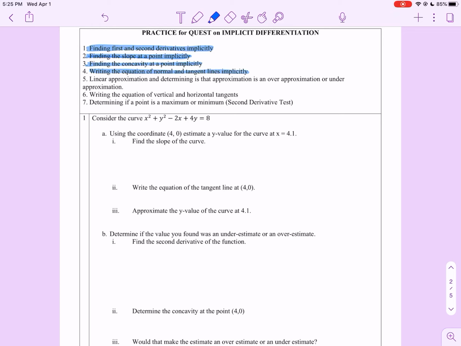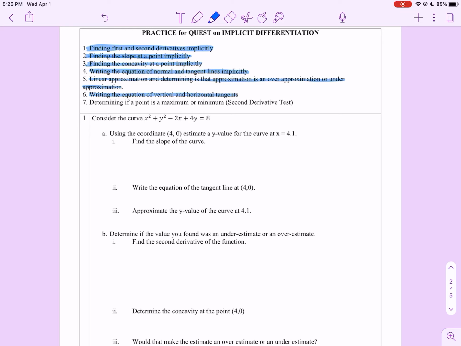We wrote the linear approximation and determined if that approximation is an over approximation or an under approximation. We wrote the equation of vertical tangent lines and horizontal tangent lines. Remember, that means when your slope is undefined and when your slope is equal to 0.